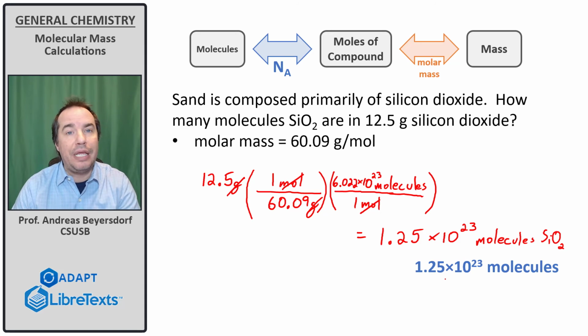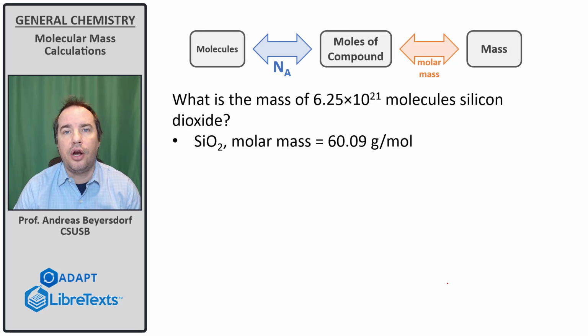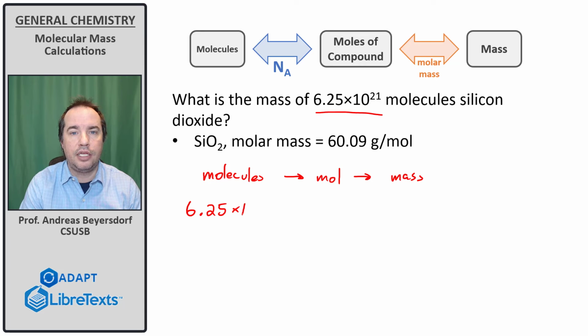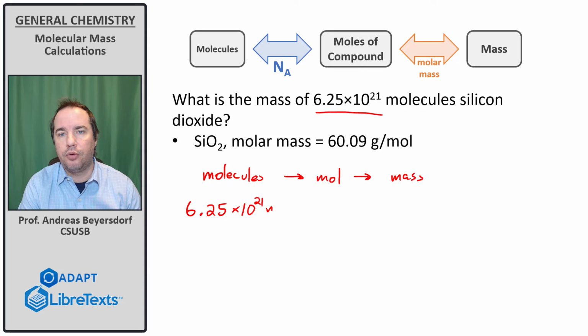Let's look at a problem in the reverse. So here we have 6.25 times 10 to the 21 molecules of silicon dioxide, and we want to figure out the mass. Well, in this case, we're going to go from the molecules to the moles and then to the mass. So the first thing we do is we start off with our molecules. 10 to the 21 molecules.